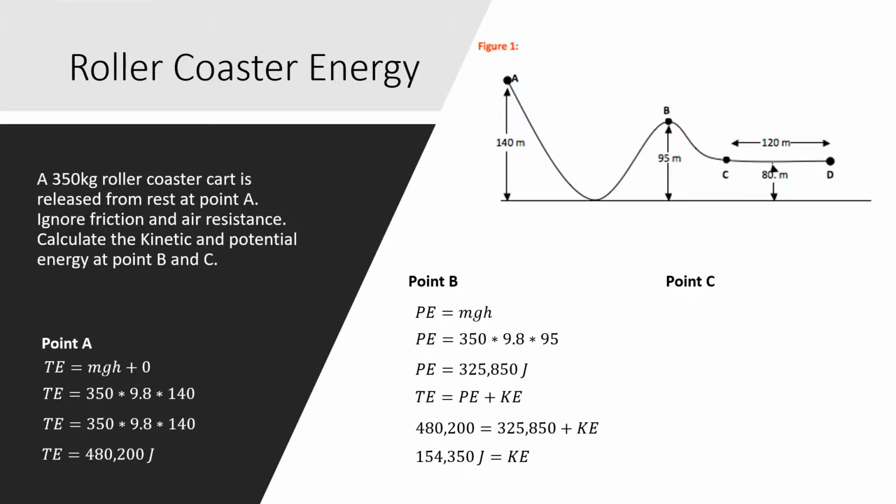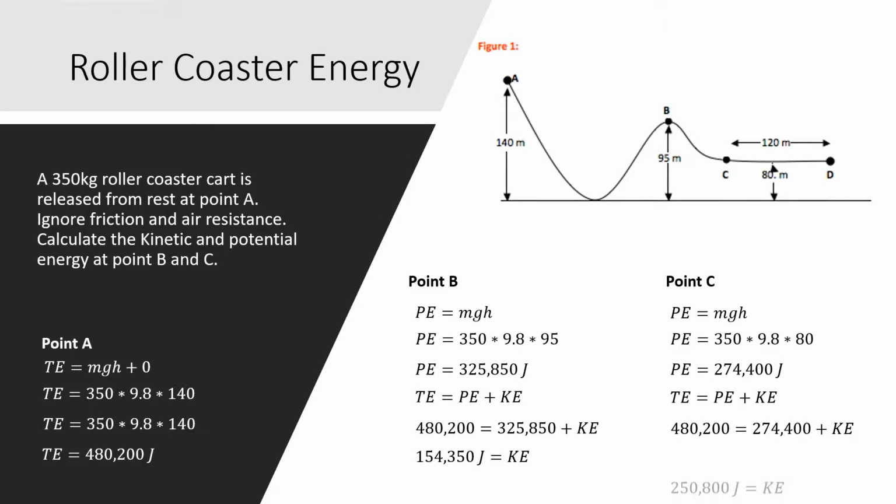Point C here is 80 meters. We know that potential energy is mgh once again. We're going to multiply out 350, my mass of my object, 9.8, the acceleration due to gravity, and 80 meters this time is my height. I get 274,400 joules. I subtract that off of the total energy, and it tells me my kinetic: 250,800 joules. That's all there is to it.